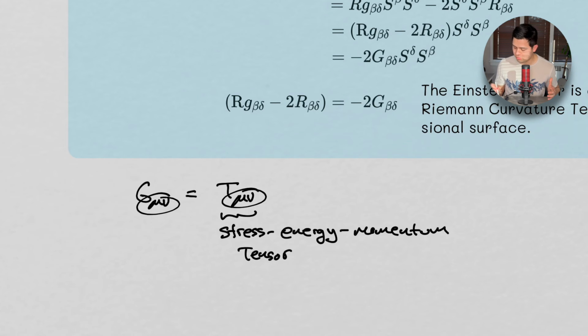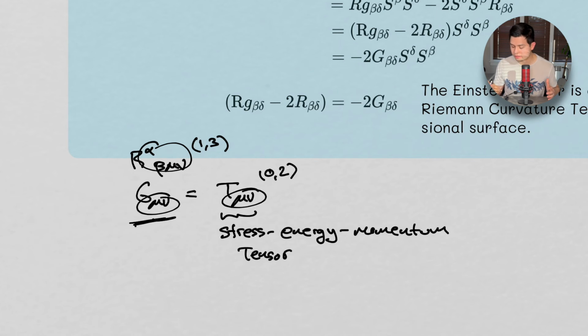It would be nonsensical to put R alpha beta mu nu on this side because this is a 1-3 rank tensor. This here is a 0-2 rank tensor, right? So we need a 0-2 rank tensor on the side, and that's going to be the Einstein Curvature Tensor. So the Einstein Curvature Tensor, or the Einstein Tensor, defines curvature just like the Riemann Curvature Tensor does, but it has two indices instead of one.